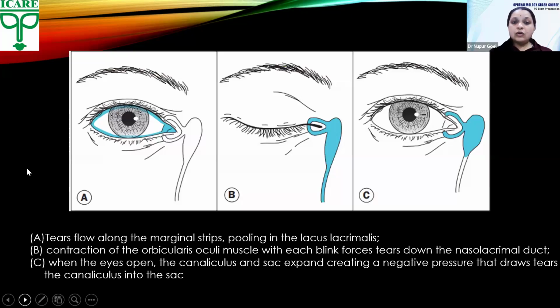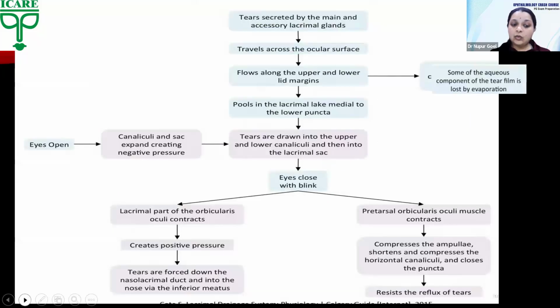So, how does a normal tear flow? The tear flows along the marginal strip, pooling into the lacus lacrimalis, as you see in diagram A. In diagram B, as the eye blinks, due to the contraction of the orbicularis oculi muscle, with each blink the tears are forced down the nasolacrimal duct from the lacrimal sac, and when the eyes open, the canaliculus and the sac expand, creating a negative pressure, which causes the tears to flow into the canaliculus and into the sac.